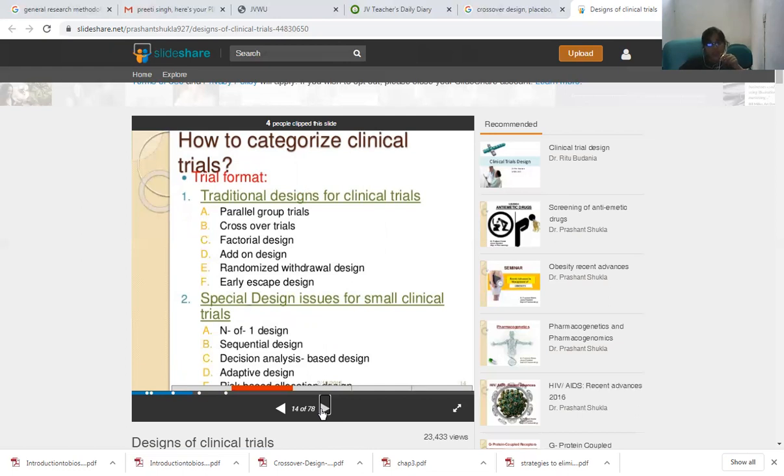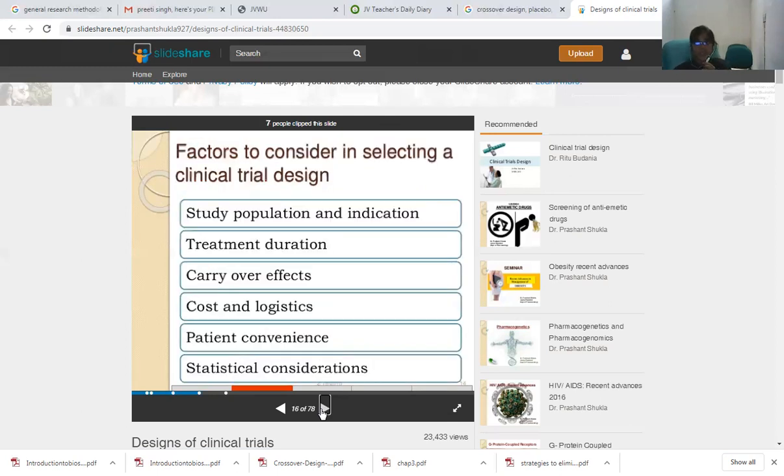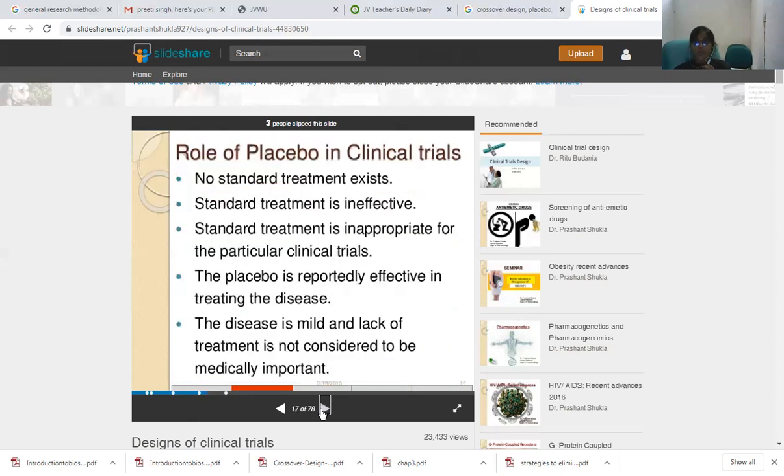So how to categorize clinical trial format, traditional design for clinical trial. First one is parallel group trial and crossover trial and factorial design, add-on design and randomized withdrawal design and early stage design. The special design issue for a small clinical trial: number one design and sequential design, decisional analysis-based design and adaptive design. So the factors for consideration in selecting a clinical trial design: study population and indication, treatment duration, carryover effect, and cost and logistics, patient convenience, statistical consideration, and role of placebo in clinical trial.